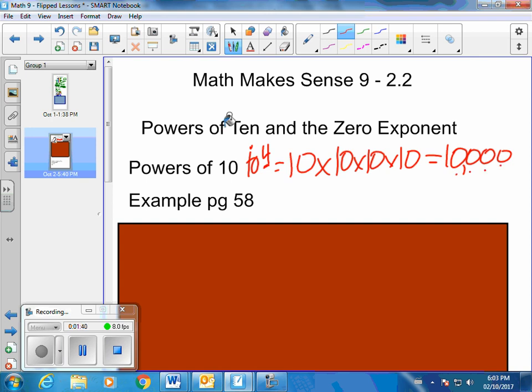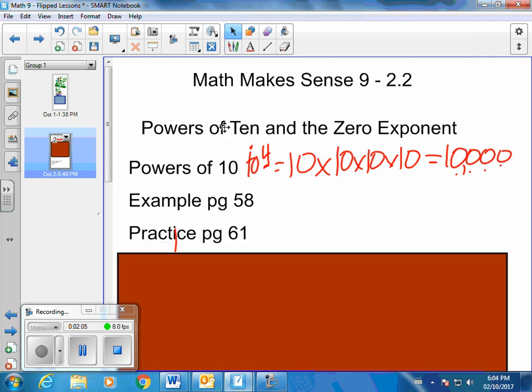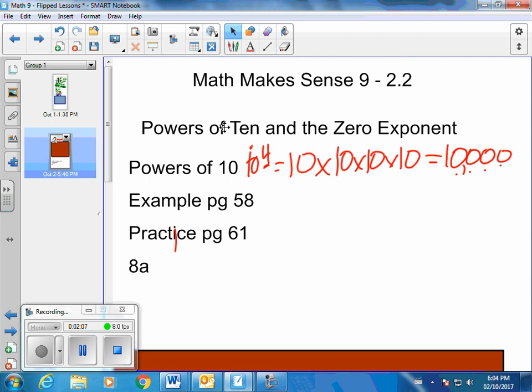So go ahead and fill in that chart on your own on page 58. Take a look at it and see. You can keep turning over to page 59, and there's another table there that shows how those numbers decrease. But for now, we're going to stick around and look at that. And we're actually going to look at a quick example. On page 61, question 8a.